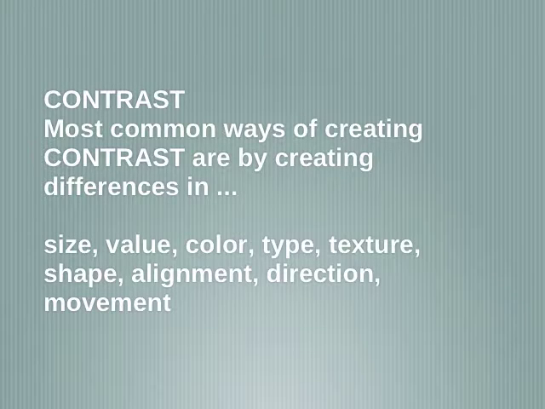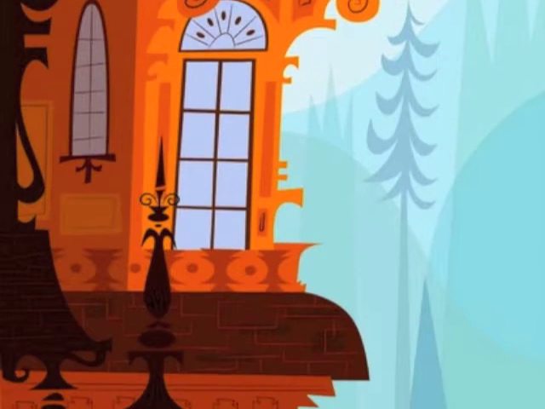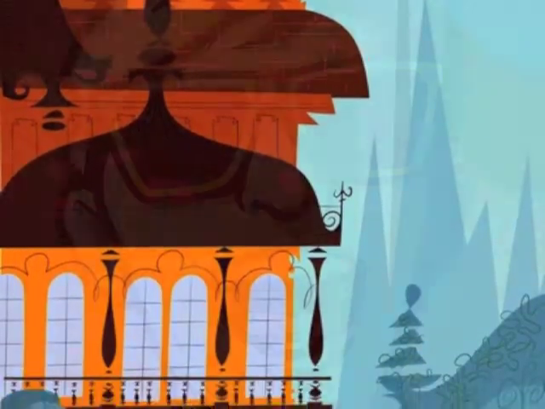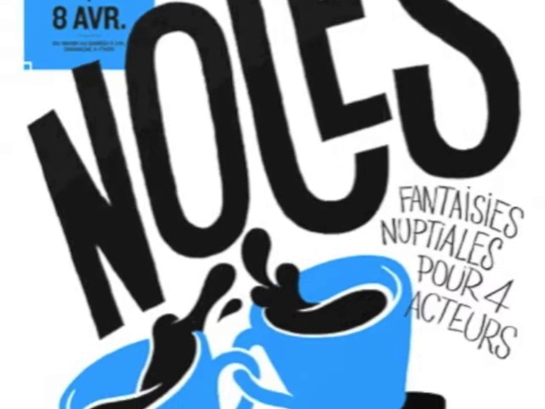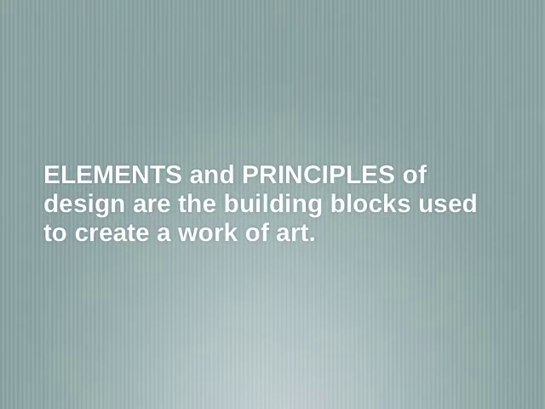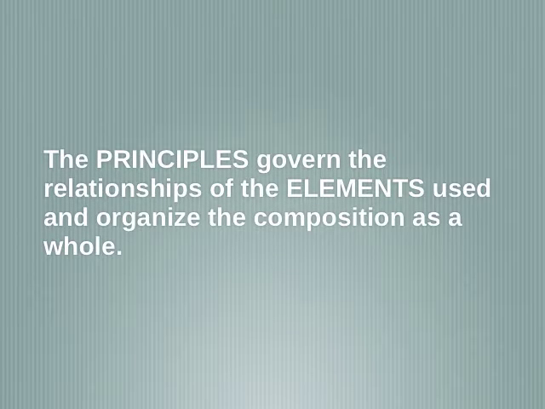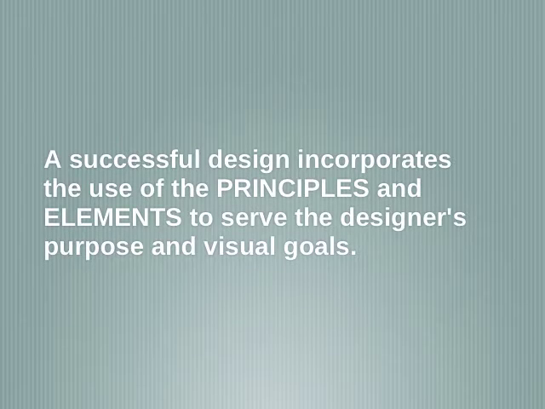The most common ways of creating contrast are by creating differences in size, value, color, type, texture, shape, alignment, direction, and movement. These elements and principles of design are the building blocks used to create a work of art. The principles of design govern the relationships of the elements used and organize the composition as a whole. Successful design incorporates the use of the principles and elements to serve the designer's purpose and visual goals.